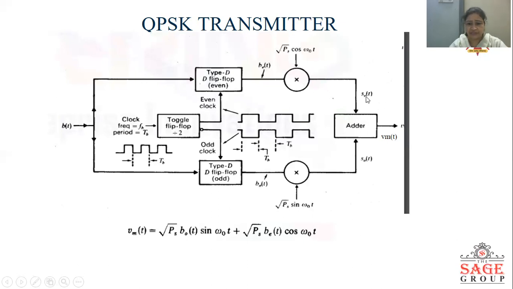Now, the output generated by the first modulator is SCT, which will be BET into root PS cos omega naught t. And the output generated by the second modulator will be BOT root PS sin omega naught t. So these two outputs will be added in the adder and the output generated will be the QPSK signal. So the QPSK signal, which is represented by VMT, will be SCT plus SOT. That is BET root PS cos omega naught t plus BOT root PS sin omega naught t, which is given in this expression.